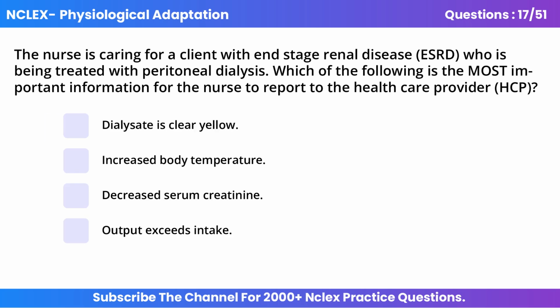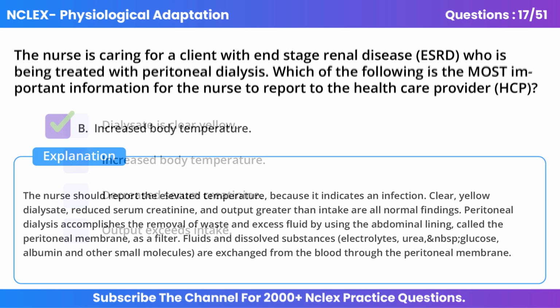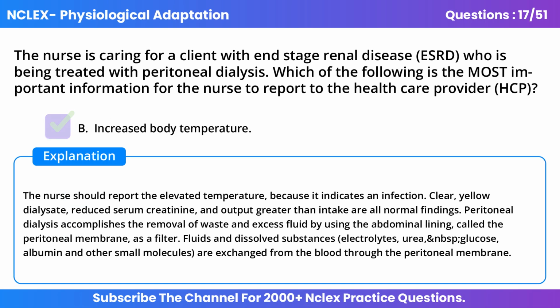Question 17. The nurse is caring for a client with end-stage renal disease, ESRD, who is being treated with peritoneal dialysis. Which of the following is the most important information for the nurse to report to the healthcare provider, HCP? B. Increased body temperature. The nurse should report the elevated temperature, because it indicates an infection.